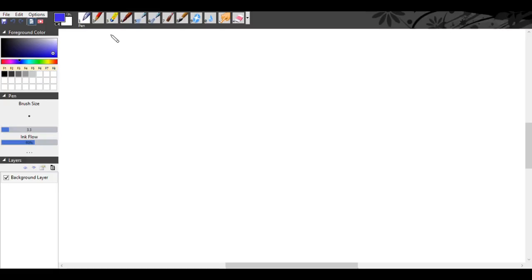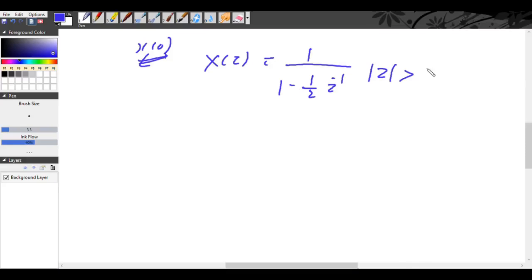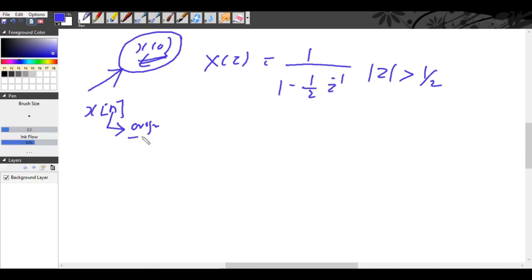Find the value of x of 0 for the following sequence that has z transform X of z is equal to 1 by 1 minus half z power minus 1, where the region of convergence is this one. So from the question itself, it's very clear. The university will choose a question. From the question itself, it's very clear they are asking you to find the discrete value at origin. How do you do it?